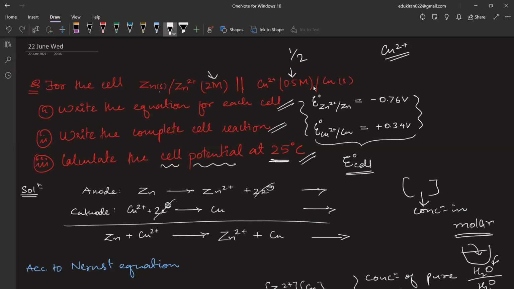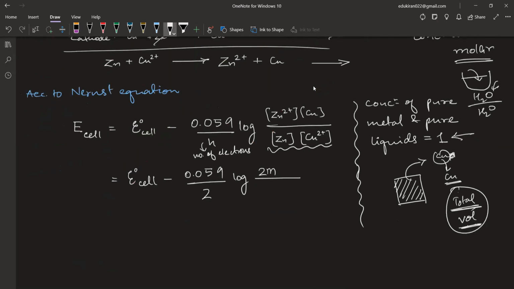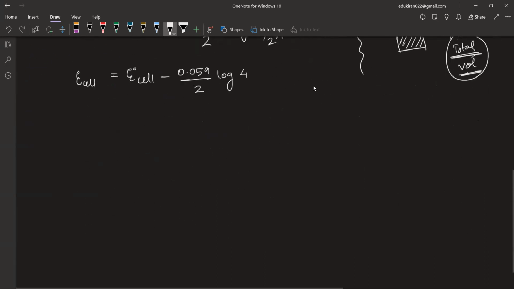इसको 1/2 लिख देते हैं, ठीक है. 1/2 molar, this 2 molar will go above, है ना, because it is denominator of denominator. E naught cell minus 0.059 divided by 2, and log of this, molarity will cancel each other, and log 2 into 2 will be equal to 4. यहाँ तक clear है? Yes or no, please tell me. Yes, sir.